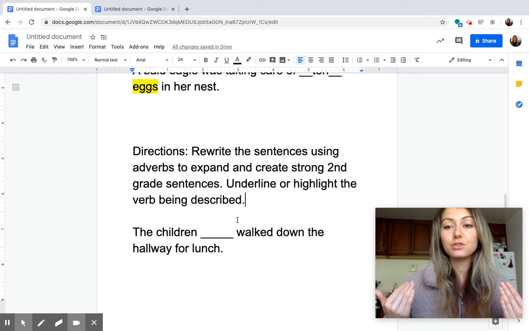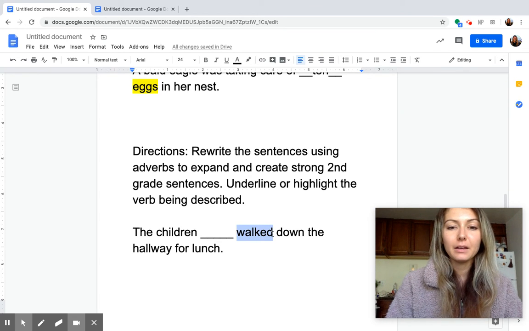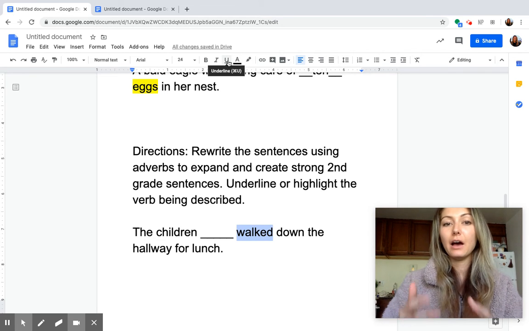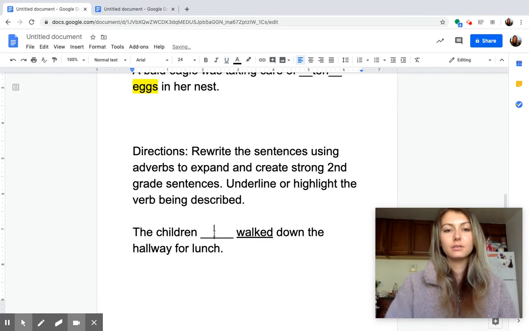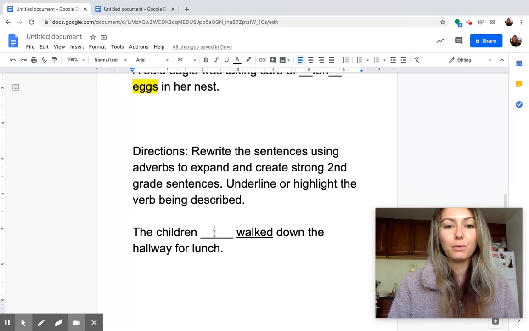Because we are not describing the children. That's a noun. We're actually describing how they walked. I'm going to underline my verbs here just to show you how to underline. Underline. How can we describe walking?